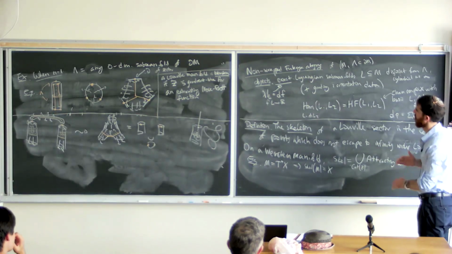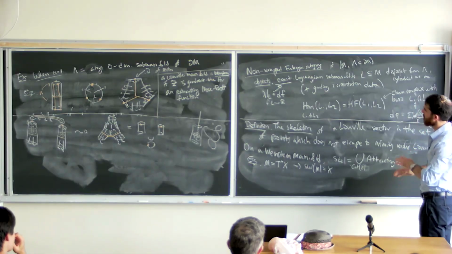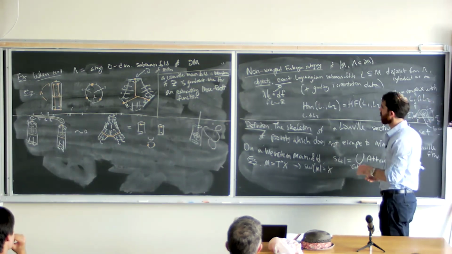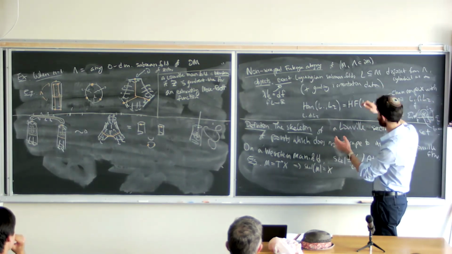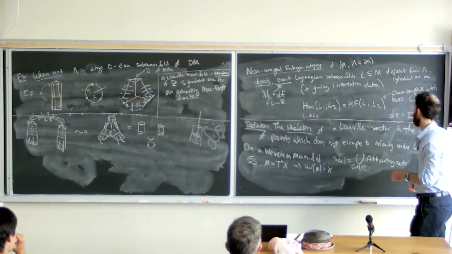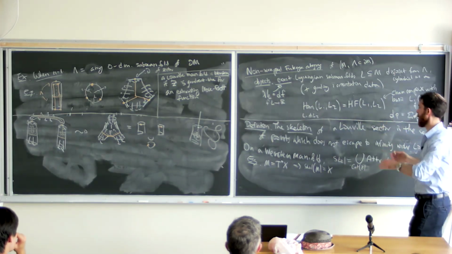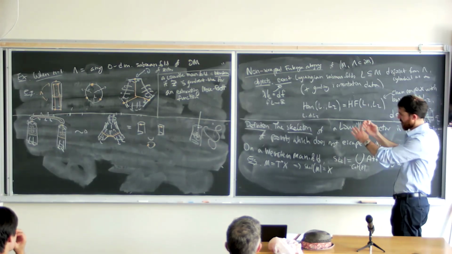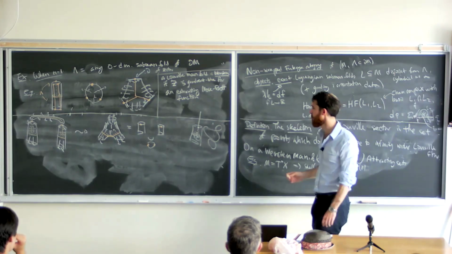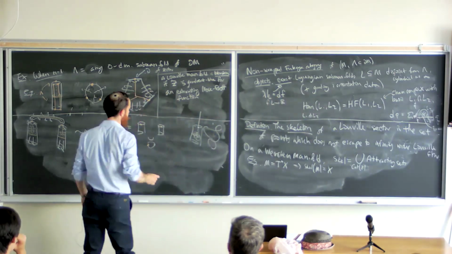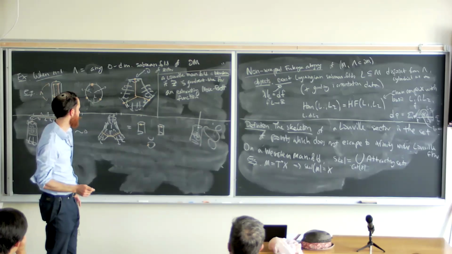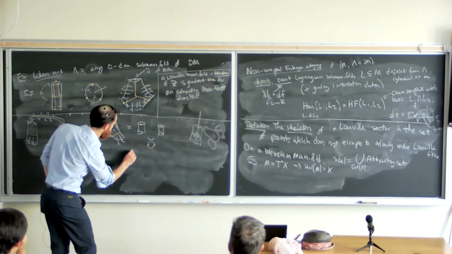I haven't gotten to the wrapped Fukaya category yet either, but I've told you that the classical, non-wrapped Fukaya category is something like: I'm considering exact Lagrangian submanifolds in my symplectic manifold, and I'm trying to compute some holomorphic disks where they intersect with each other. So just to give a hint of where I'm going in the next section of the talk, the wrapped Fukaya category is about what happens if you have a non-compact Lagrangian.